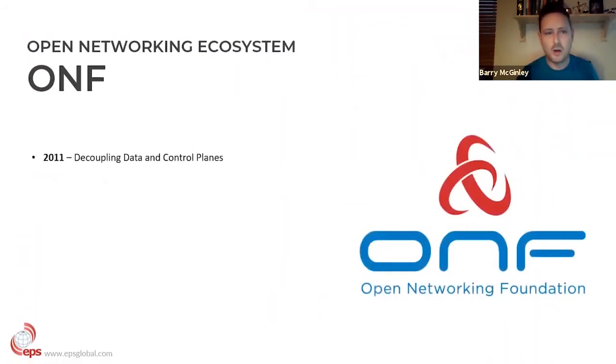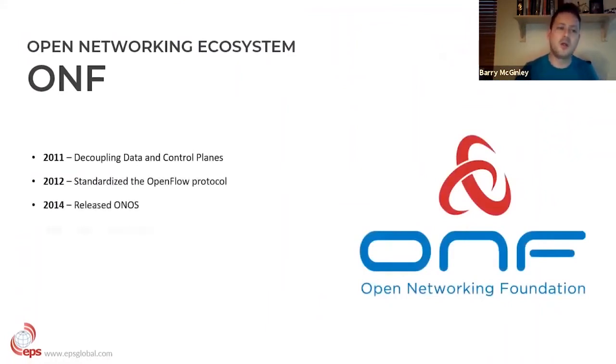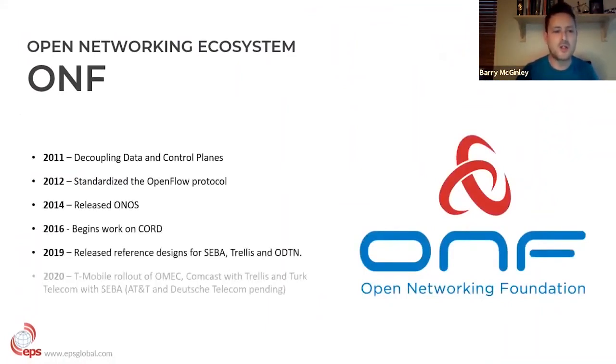Okay, so I want to look at the ecosystem a little bit and explain the organizations involved. We have three main organizations. We have the OCP, the Open Compute Project, which primarily looks after the hardware. And then we have the ONF, the Open Networking Foundation, and TIP. I'm going to speak about both of them now.